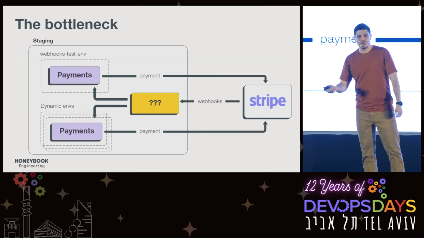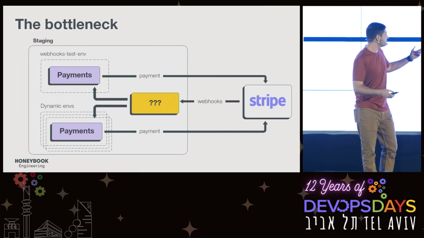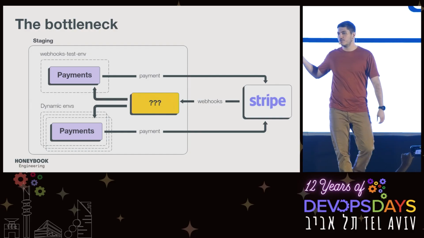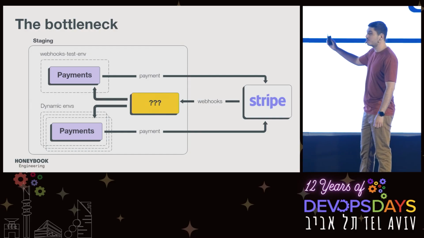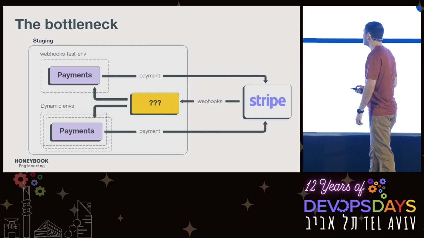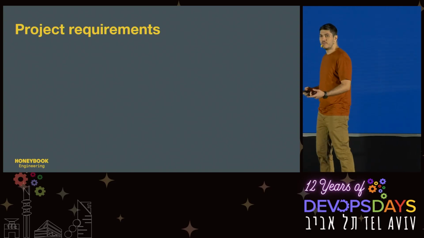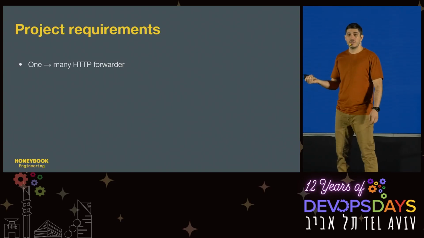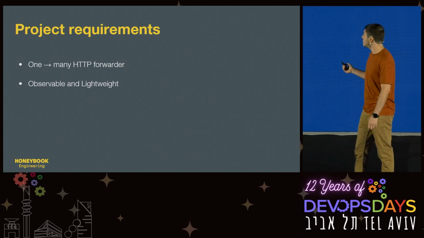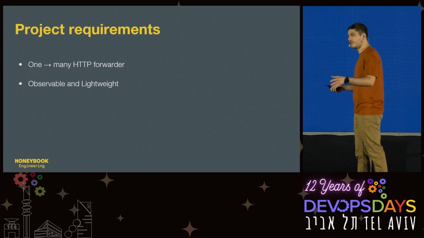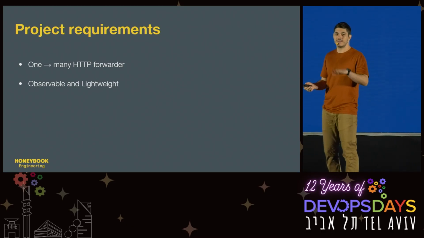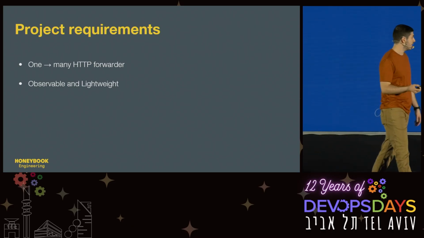OK, so we understood we need a solution that will listen to the webhooks from Stripe, and then distribute them to all of our dynamic environments. Let's talk a bit about our project requirements. First, we want a one-to-many HTTP forwarder. Second, we want it to be observable and lightweight, because we want it to take us less time than it takes them to wait right now.